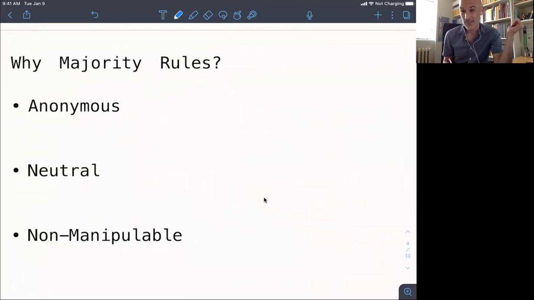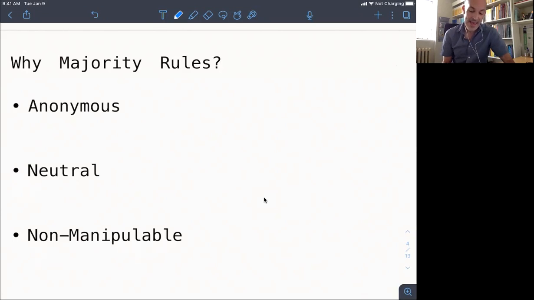It's anonymous, meaning that you can't tell who voted for whom just based on the outcome. Right? So you have an election, your vote is private, and there's an outcome, there's a winner, and just based on who won, you can't tell actually how any of the individual voters voted.